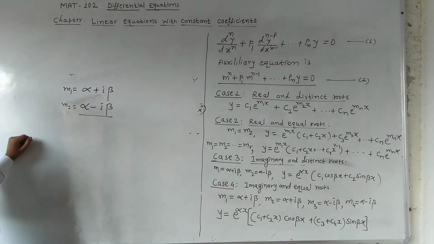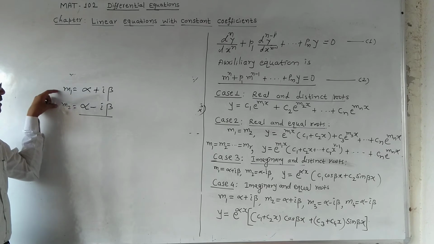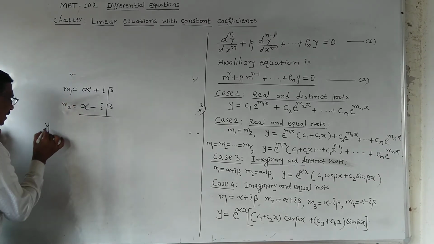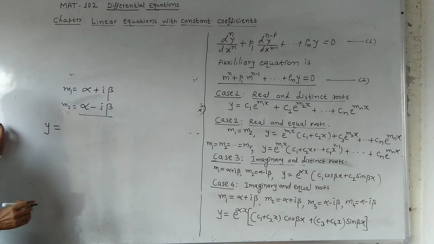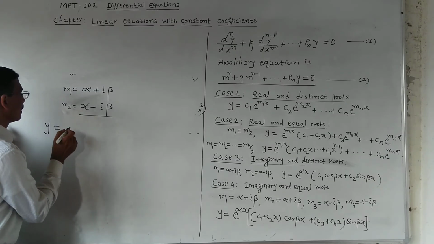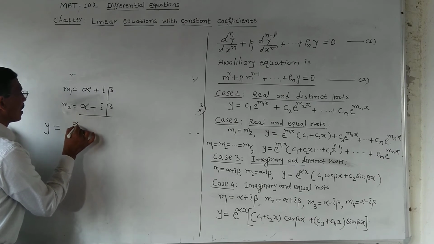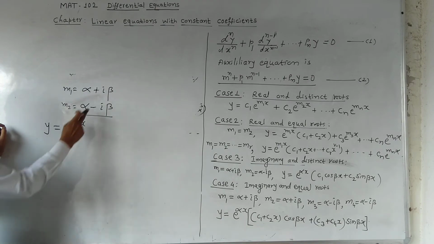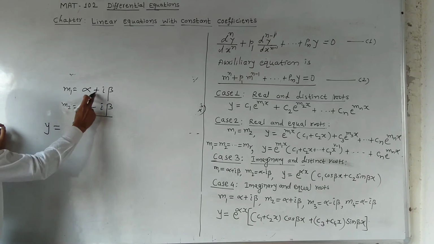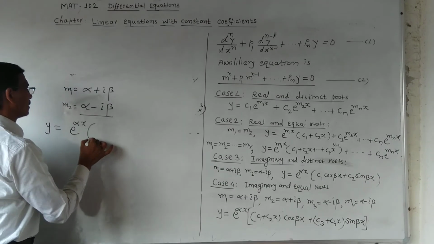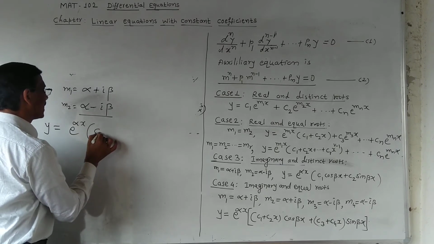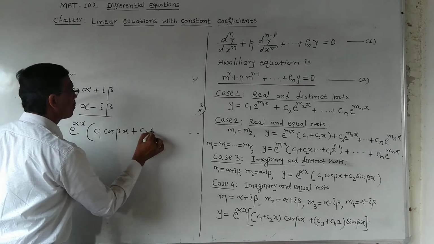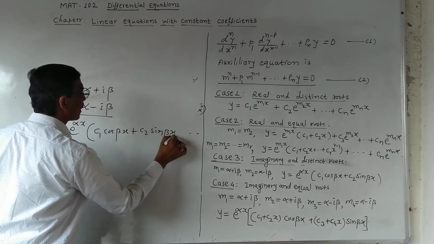At first we shall consider one imaginary root, then the other also exists, m2: alpha plus i beta and alpha minus i beta. These are the two imaginary roots m1 and m2. Then the corresponding part of the solution is given by y is equal to e raised to alpha x, where alpha and beta differ only in sign, plus minus. Then e raised to alpha x, c1 cos beta x plus c2 sin beta x.